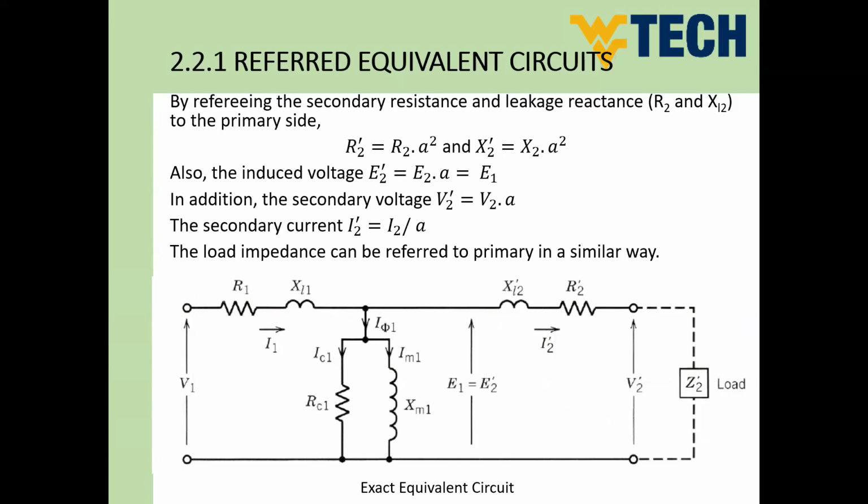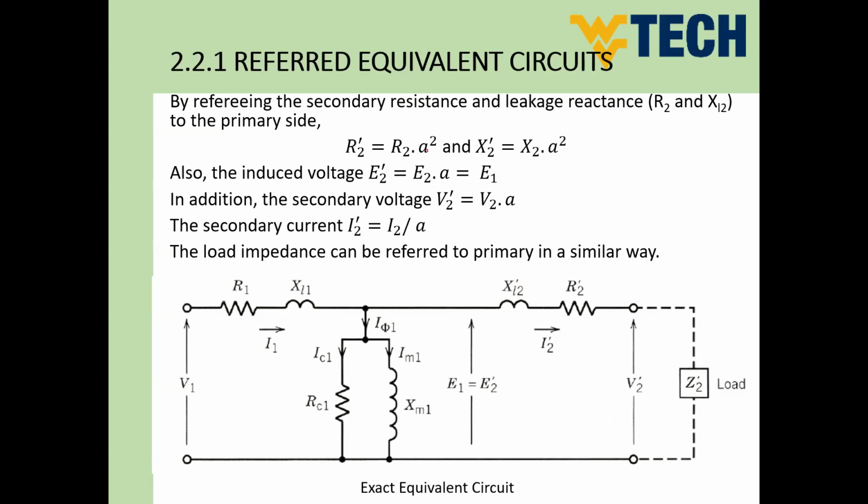So referring using the relation we mentioned now, we would have E1 equals E2 prime. We would have XL2 prime, R2 prime, and I2 prime. What are the values of each one? So I2 prime, we just derived this in the previous slide. R2 prime is R2 times A square, sorry, times A square, not divide.